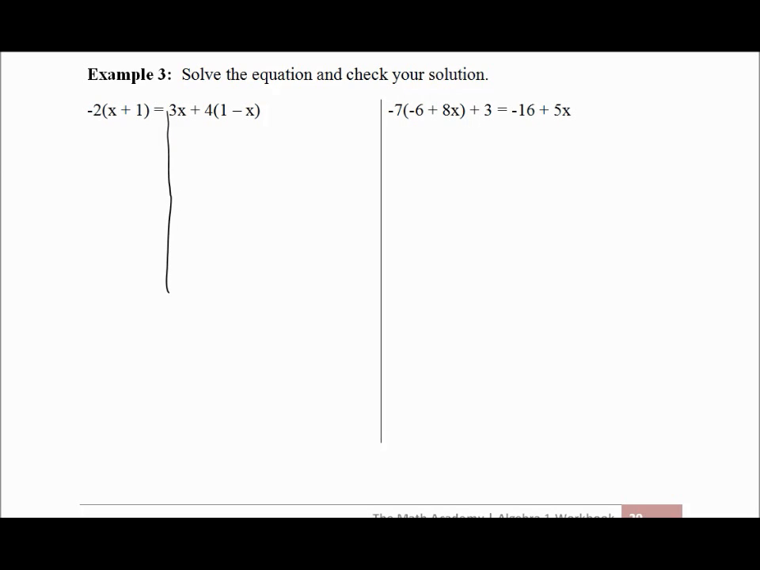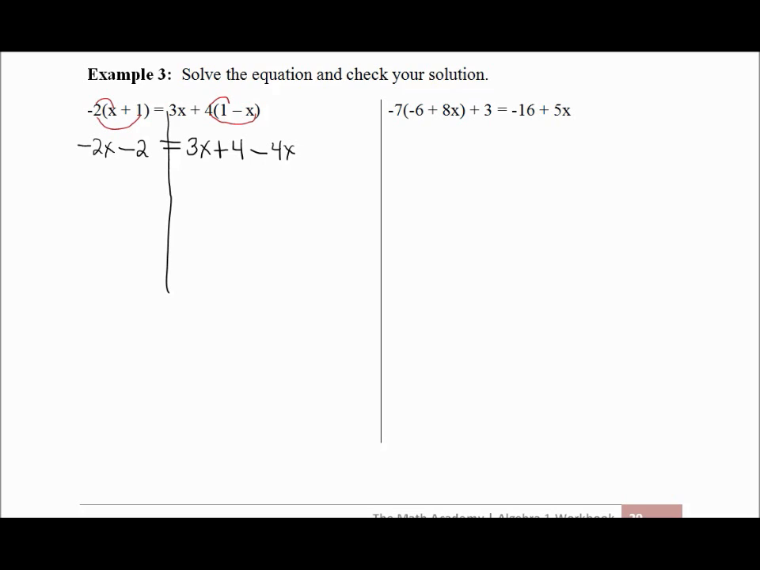Okay, I'm going to distribute -2. -2 times x is just -2x. And -2 times 1 is -2. Bring down that equal sign. I'll bring down that 3x because I'm not going to use it just yet. And then I'll distribute the 4. 4 times 1 is 4. And 4 times -x is -4x.